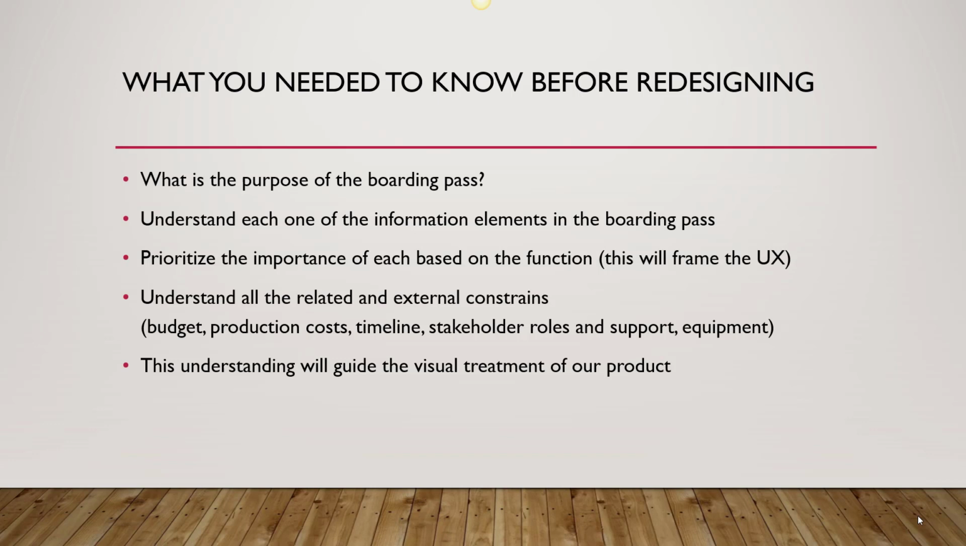You need to understand all the related and external constraints: the budget, production cost, timeline, stakeholder roles, and support equipment. In this case, it was an assumption, so you could have taken liberty with all that, but you're going to see that there are some things that are very obvious about this project. Now, this understanding is what will guide the visual treatment of a product. So you see what happened here. Function guides the design, and the visual treatment is what creates the function.